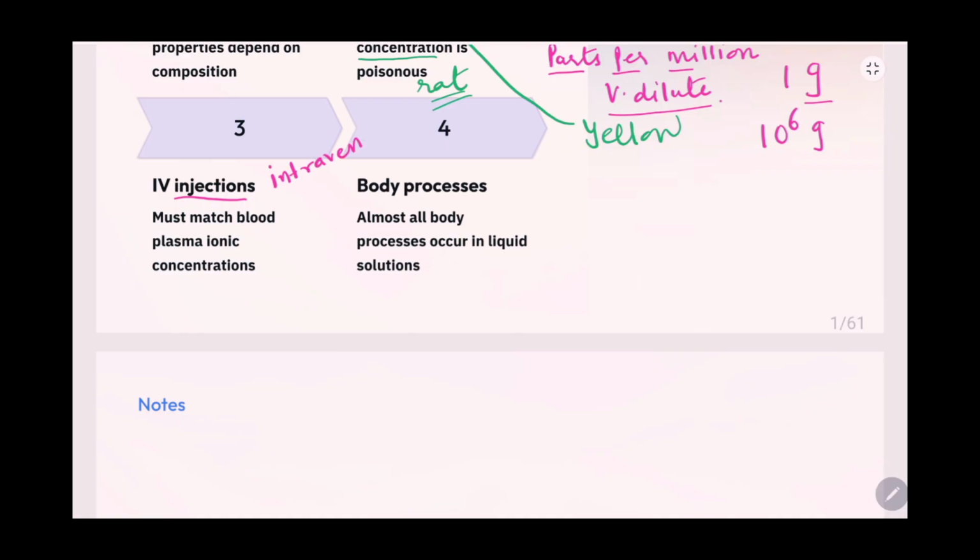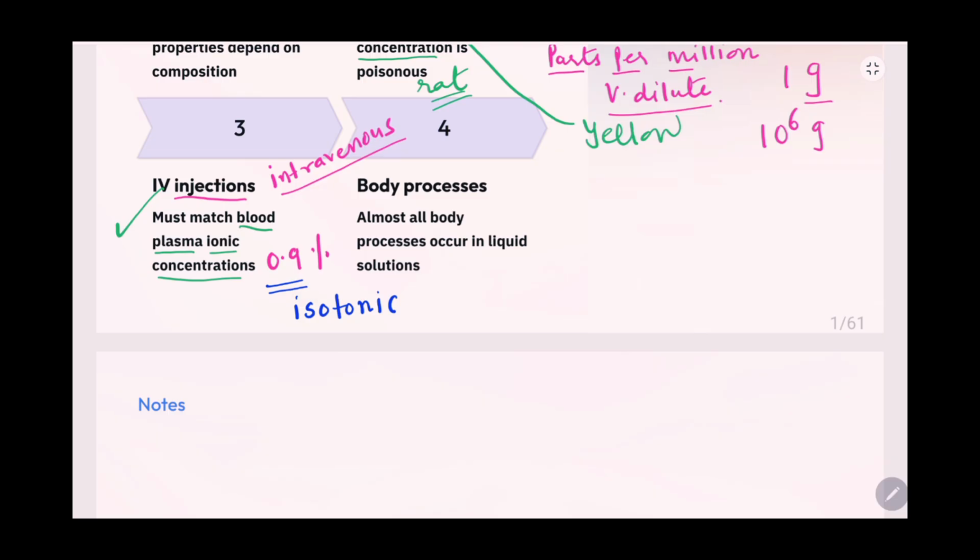Intravenous means in the body's blood vessels, in the veins, where they give us injections. When intravenous injections are given to you, care is taken that the concentration of the liquid in the injection matches the blood plasma ionic concentration. The blood plasma ionic concentration is 0.9%, and hence whatever injections are given to you, the concentration of that fluid also should be 0.9%. Otherwise it can cause a lot of issues.